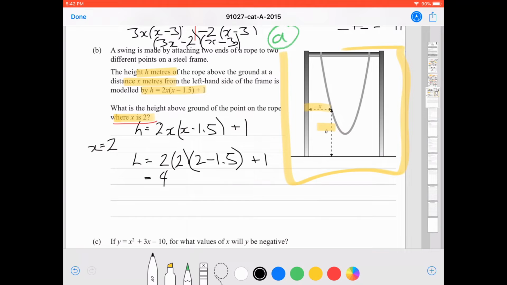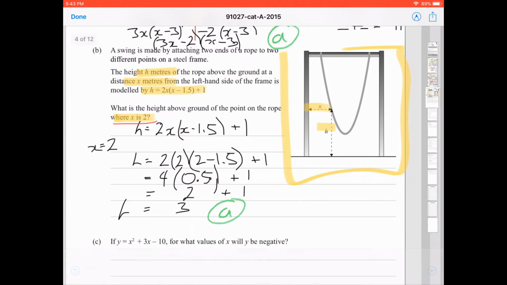Simplifying, we've got 4 inside the brackets. 2 minus 1.5 is 0.5. And this is still being multiplied. And plus 1. So 4 times 0.5 is just half of 4. So it becomes 2 plus 1. And that equals 3. Okay, h equals 3. You've substituted and given the correct solution. For this, you get an achieved here.